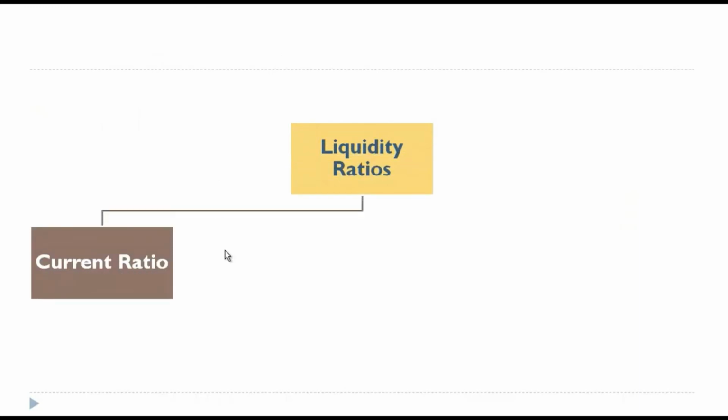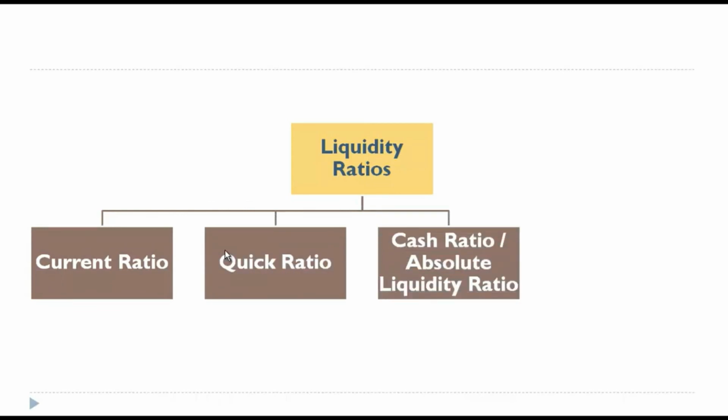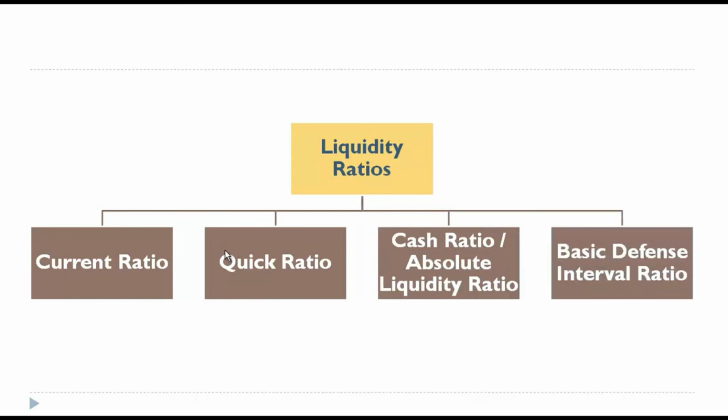So in liquidity ratio also we have 4 ratios as subdivision. Number 1 is current ratio, 2 is quick ratio, 3 is cash ratio, or it is also called absolute liquidity ratio, and 4 is defense interval ratio. Don't just get carried away, we'll see one by one.